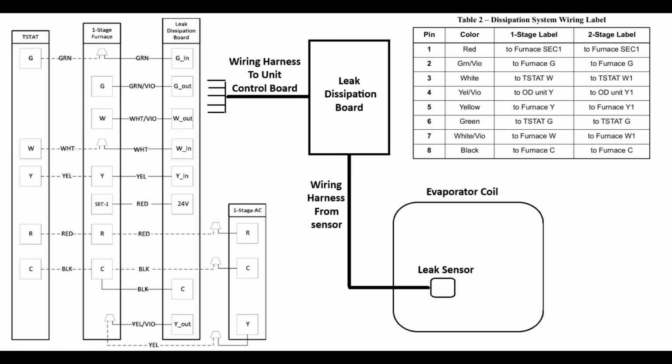So before I dive into wiring and how this all works, it's really easy to understand it from this perspective. The whole point of the leak dissipation board is to interrupt the call for cooling or heating between the thermostat and the unit's control board. So the control board for the air handler or the furnace will not get that 24 volt signal for cooling or heating if it detects a leak in the system. So it works essentially the same way as a flow switch.